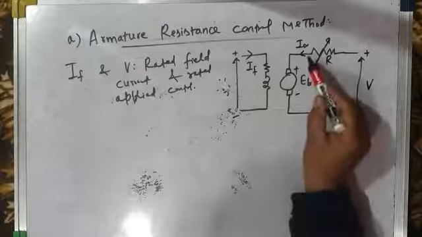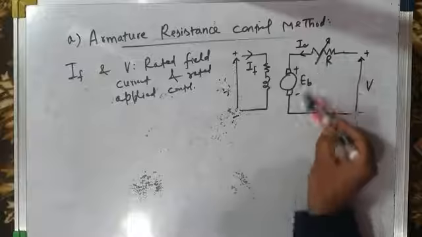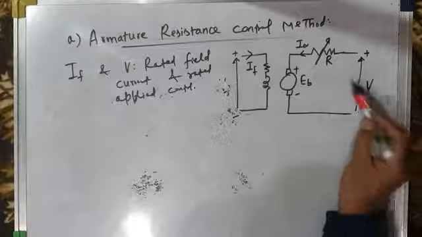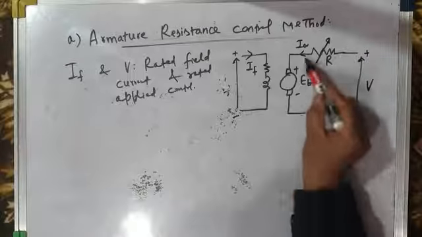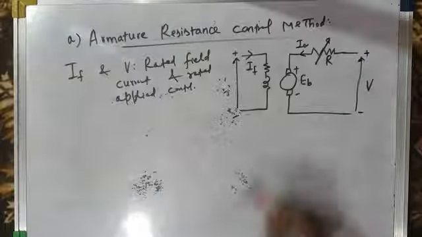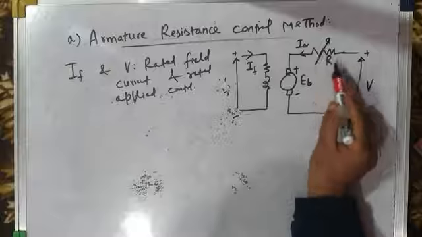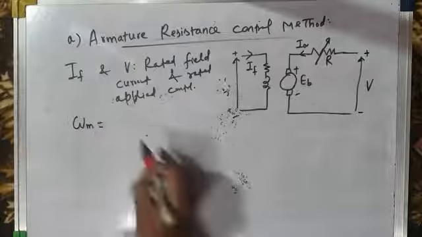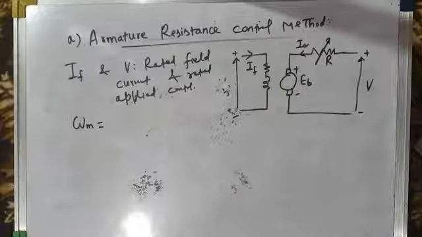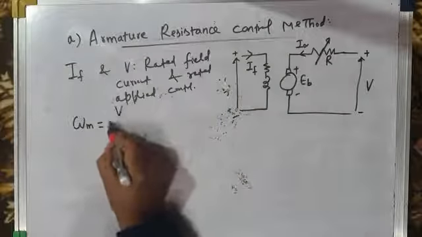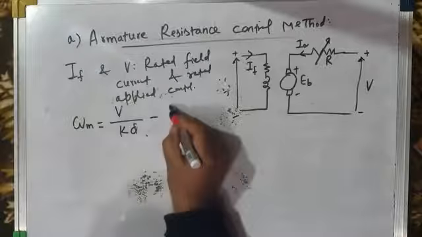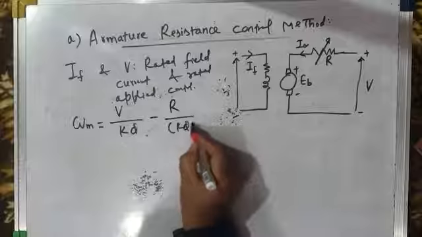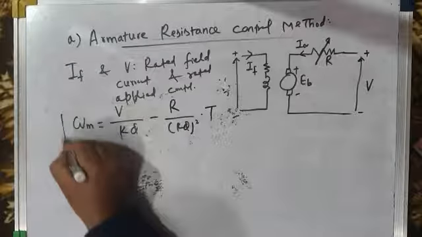And not only IA, the actual voltage which is applied across the armature terminals, that is equal to the source voltage minus this drop. So this voltage is varied by varying the resistance. We already know from the torque speed characteristic, or from the speed equation, just a few moments back we have derived this equation. Omega m is V by K phi minus RA, or you can say R divided by K phi whole square into T. We already know.